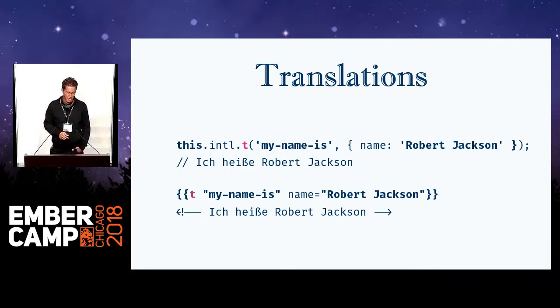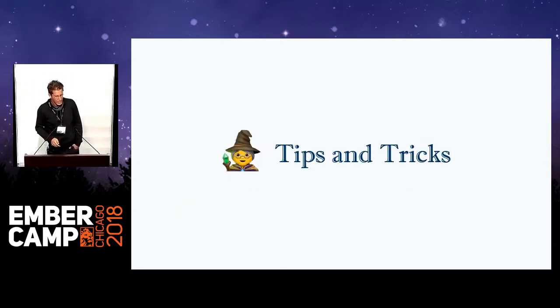You call the T helper, you pass in the key to the translation, and you pass in the variables that you want to replace, the placeholders, basically. So basically just the same as I already showed on the ICU slides. OK, so that's it for how to basically use it. It has a lot more APIs, and I leave it up to you to figure that out.